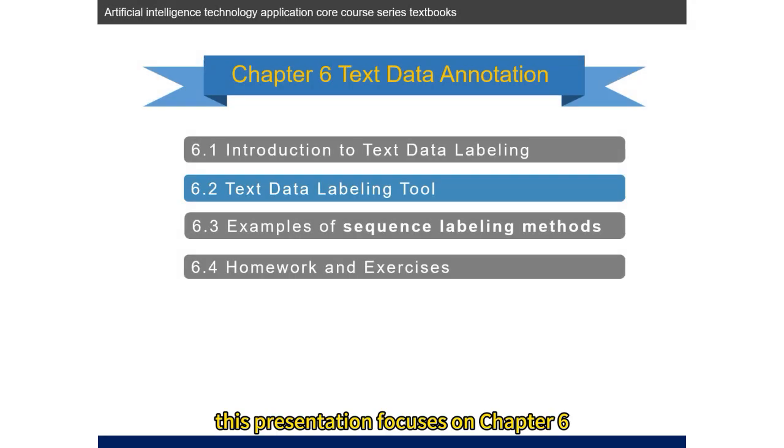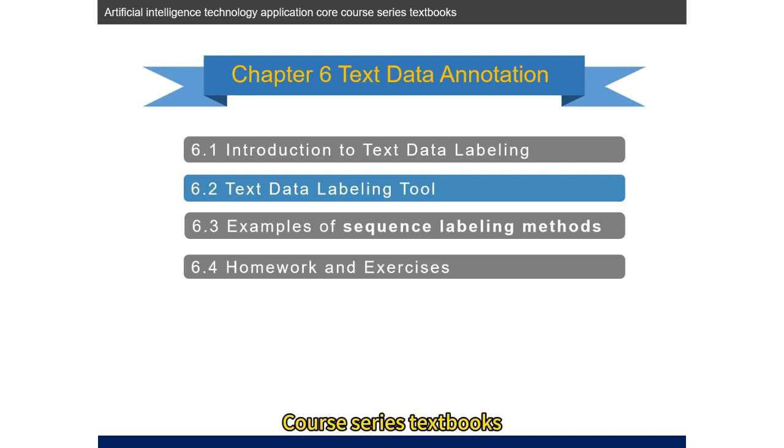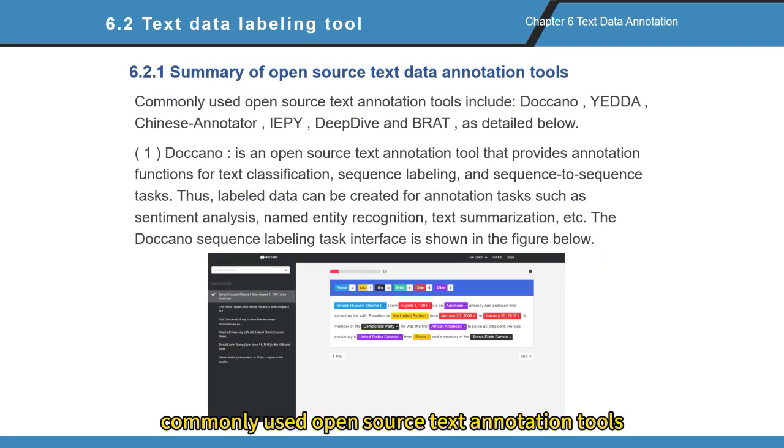This presentation focuses on Chapter 6 Text Data Annotation. It starts with an introduction to text data labeling, which is part of the Artificial Intelligence Technology Application Core Course Series textbooks. Then it will cover text data labeling tools, examples of sequence labeling methods, and conclude with homework and exercises. Commonly used open-source text annotation tools include Decano, YEDDA, Chinese Annotator, IEPY, DeepDive, and BRAT.